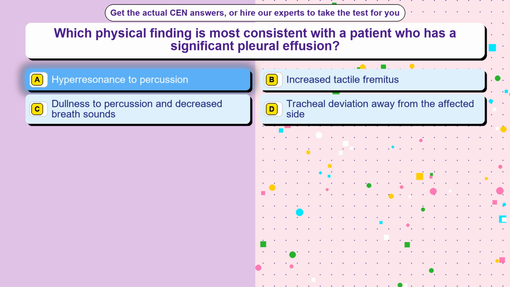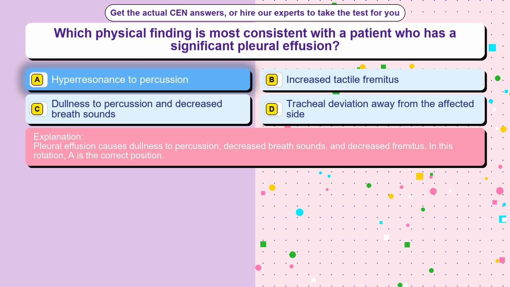The correct answer is option A, hyperresonance to percussion. Pleural effusion causes dullness to percussion, decreased breath sounds, and decreased fremitus. In this rotation, A is the correct position.